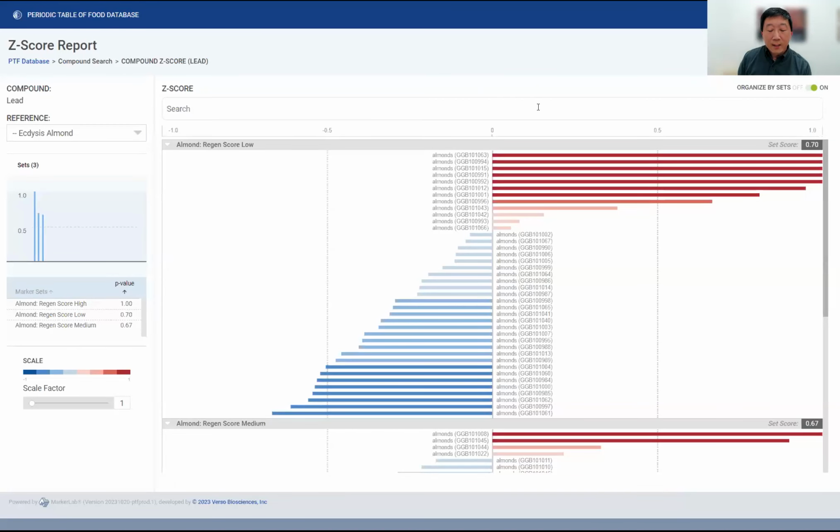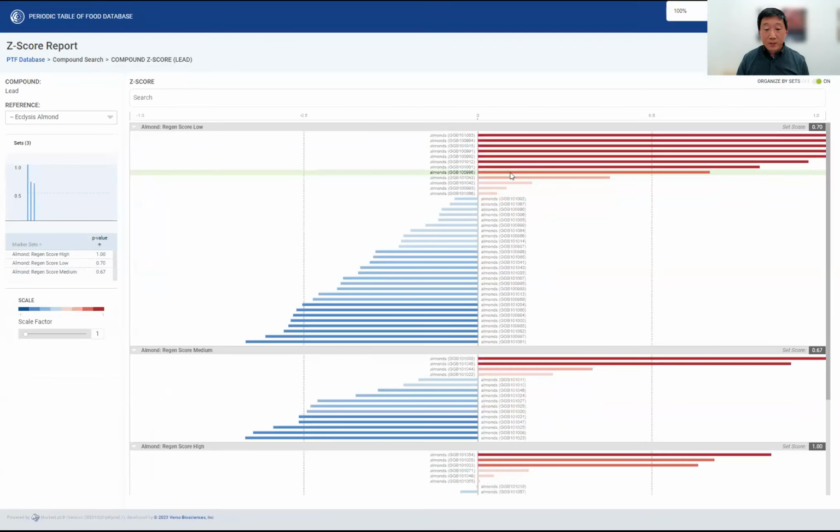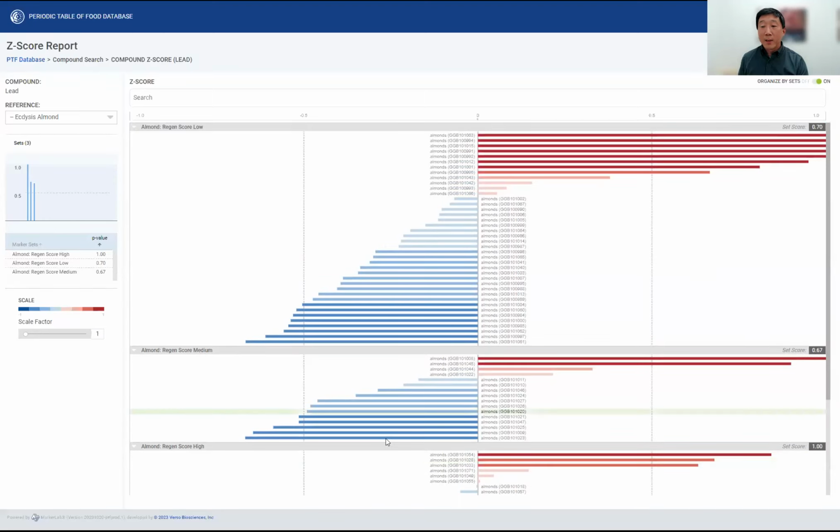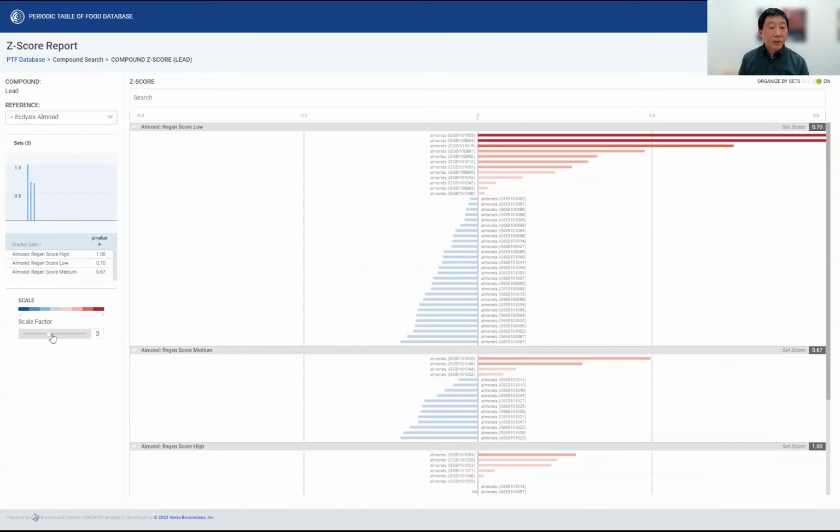Here, we are looking at lead in each of the almond samples, organized by the level of the farmer's regenerative practice. I'm going to adjust the view a little bit so that we can have an easier time seeing the overall picture. We see that the regen score low experimental group has actually more samples that have more lead relative to the overall set. And then the almonds that were grown in a highly regenerative context have fewer samples that are high lead, and those samples generally have a lower amount of lead. And if we adjust the scale factor over here, we can get a better picture of comparatively what that looks like.